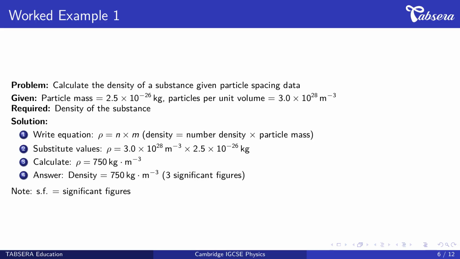Step 1. Write the equation. We use the density formula, which is rho equals n times m, where rho is density, n is number density, and m is particle mass.